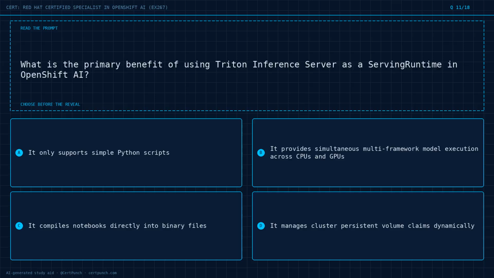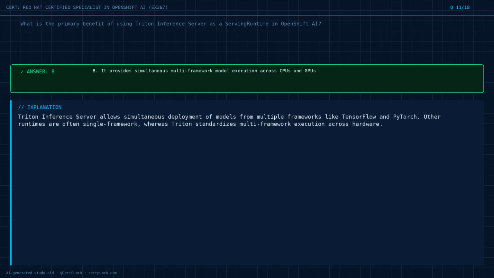Decide on the strongest option before the reveal. The correct answer is option B. It provides simultaneous multi-framework model execution across CPUs and GPUs. Reasoning: Triton Inference Server allows simultaneous deployment of models from multiple frameworks like TensorFlow and PyTorch. Other runtimes are often single framework, whereas Triton standardizes multi-framework execution across hardware.